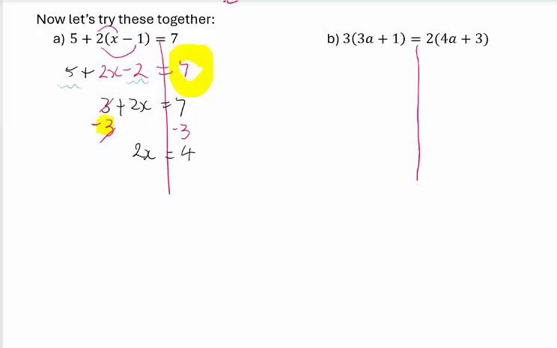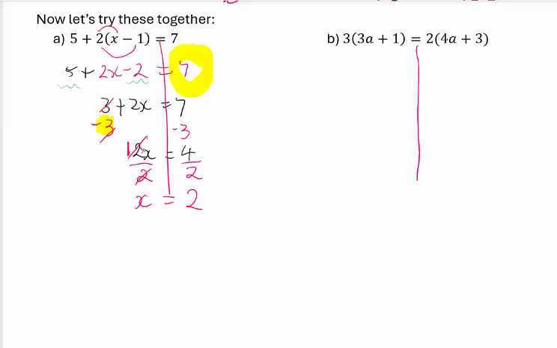Have I finished? No, because I've still got 2 times x. What's the opposite to times, or inverse of times? It's divide by 2. Law of the universe says whatever I do to one side, I must do the other. Write down what's left. 1x, remember 2 divided by 2 is 1. 4 divided by 2 is 2. And then you can check your answer.